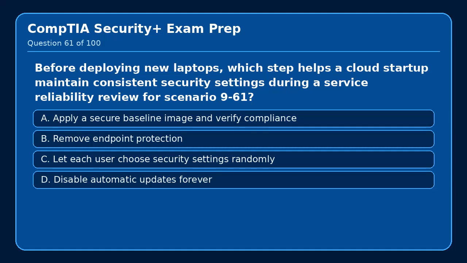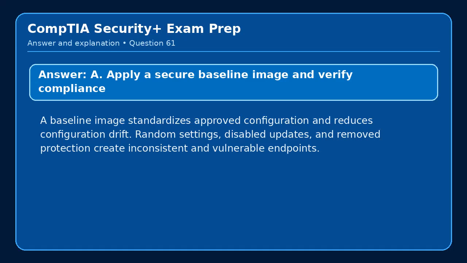Question 63. How can a legal office detect related events across firewalls, endpoints, and identity logs for the next maintenance window for scenario 9 to 63? A. Delete older identity logs. B. Use SIEM correlation rules. C. Use only handwritten notes. D. Rely on one user's memory. Take a moment to choose your answer.